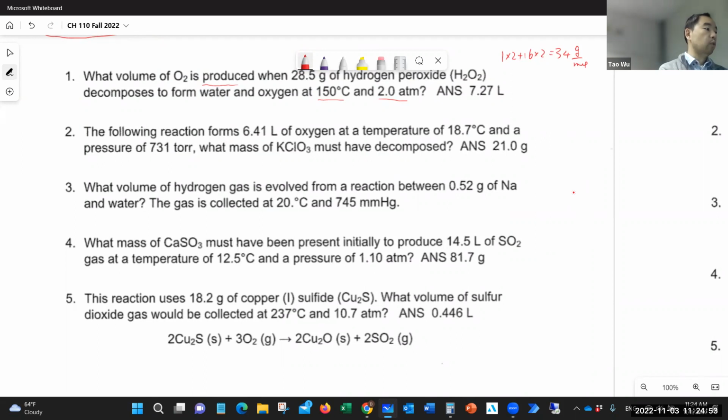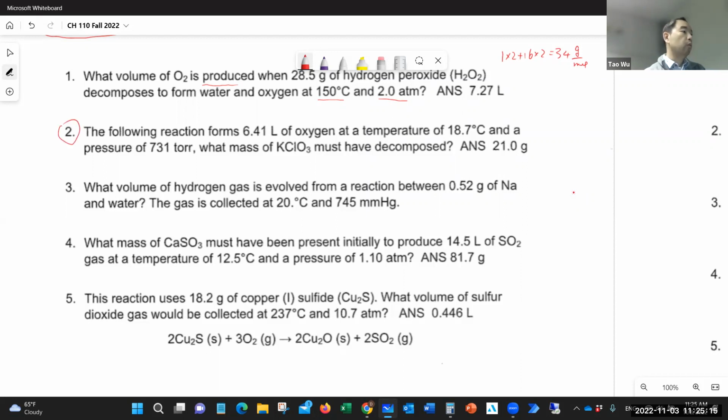For this practice, we have 5 gas stoichiometry questions. Just to let you know, 1 of them will be applied in the exam. Obviously the numbers will change a little bit, but 1 of them will apply in the exam. So let's see question number 2.